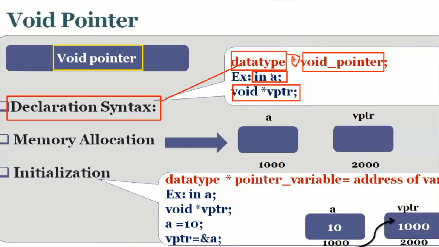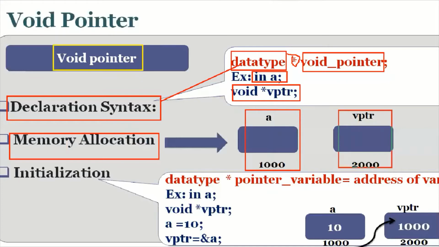Once we declare the two variables, the compiler immediately allocates memory for those two variables in this format. Before using any variable, we are supposed to initialize it. Similarly, a void pointer also needs to be initialized in the following way. That is about the syntax part.